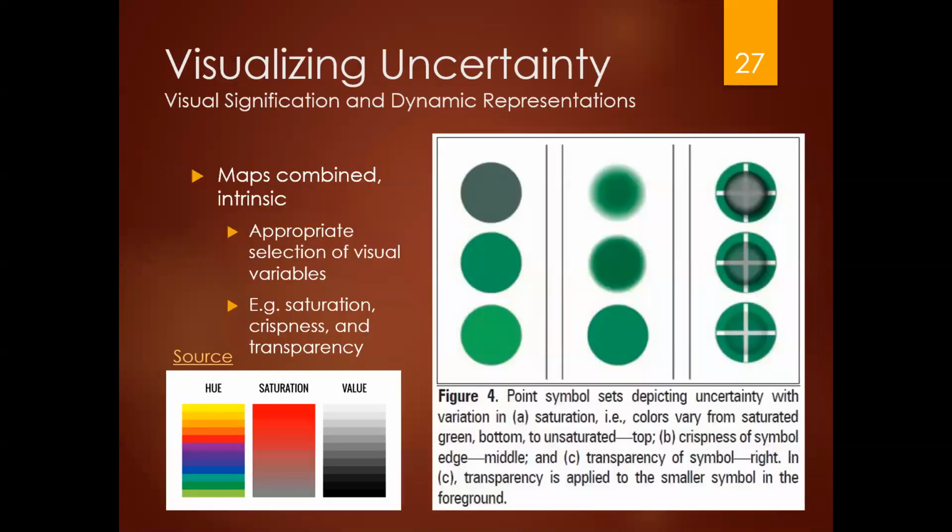And this is transparency. And we can also use intrinsic variables to show uncertainty, and also the variable in one map.